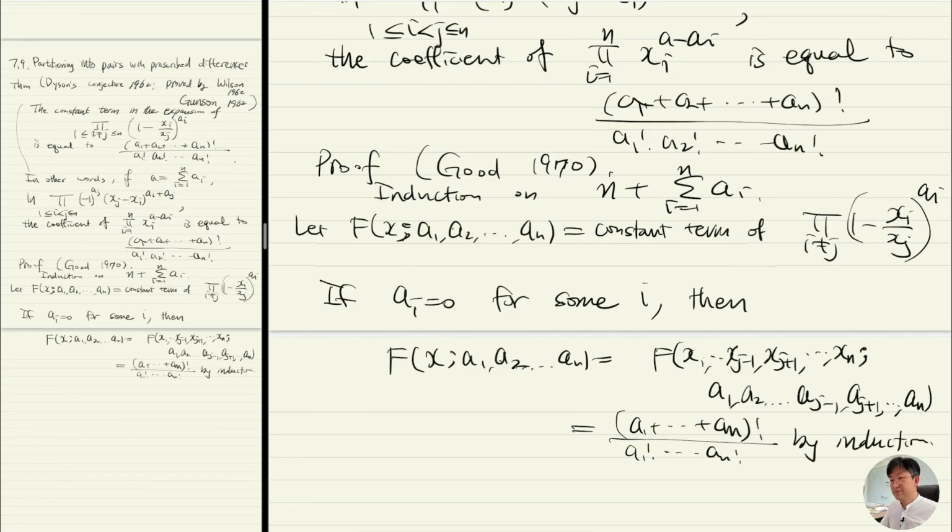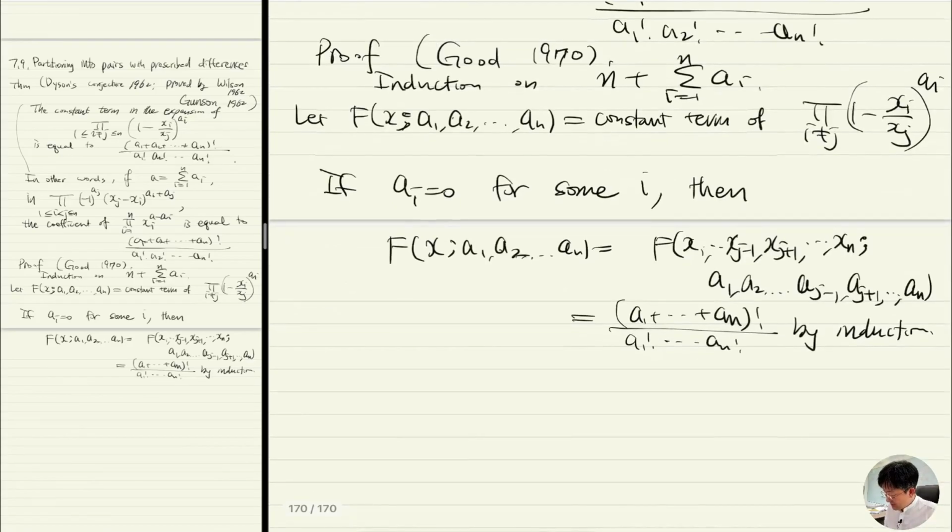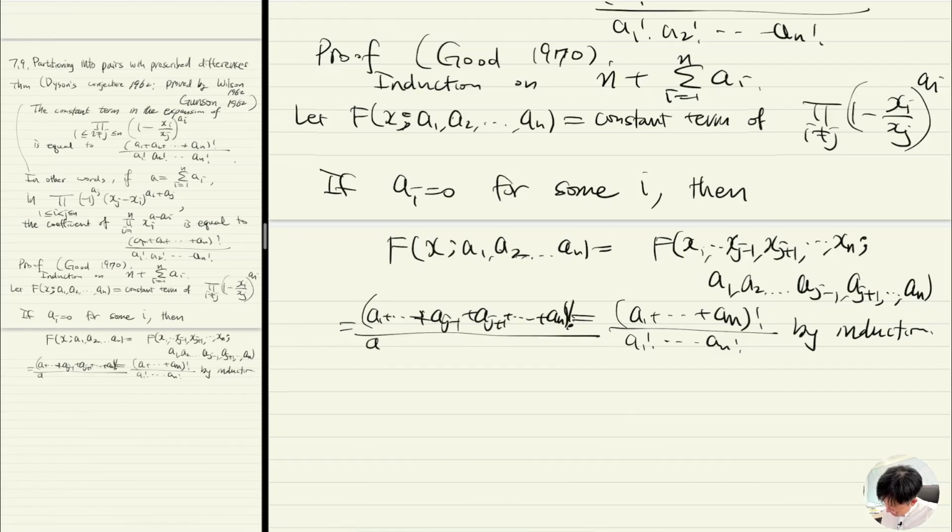Okay, why is this true? Because by induction what we know is that it's equal to (a1 + ... + aj minus 1 + aj plus 1 + ... + an) factorial divided by a1 factorial up to aj minus 1 factorial, aj plus 1 factorial up to an factorial, right? But that's equal to this. Therefore I can assume that none of the ai's are 0.